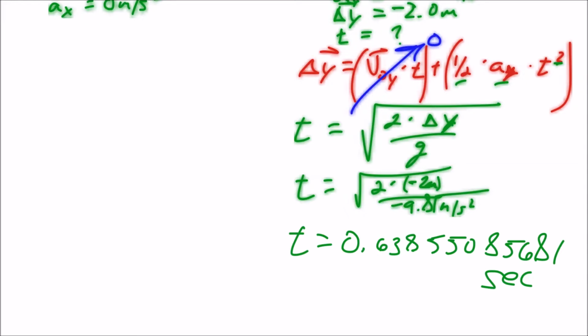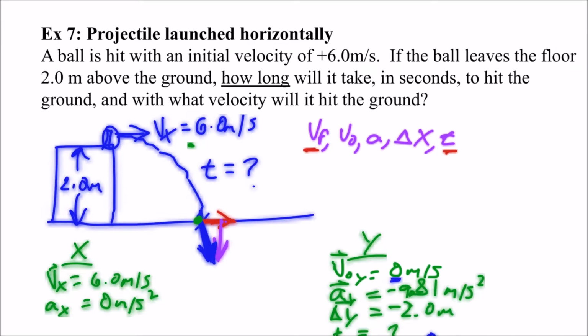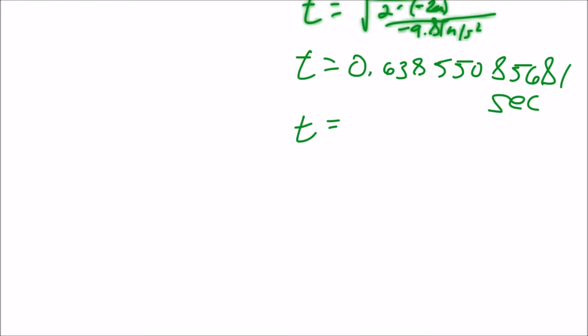Now this is an official final answer, so we need to use sig figs. If we go back and look at our problem up here, we had 6.0, so that's 2 sig figs. We had 2.0, that's 2 sig figs. And the 2.0 one is the one we used in our calculation for time. So that means time needs to have 2 significant digits. So we're going to say then 0.6, that's the first sig fig. Here's the second sig fig. We need to look one place value further for rounding purposes and see if that 8 does anything to the 3.